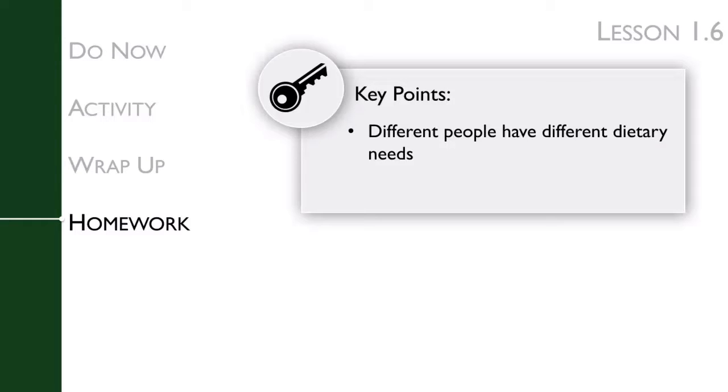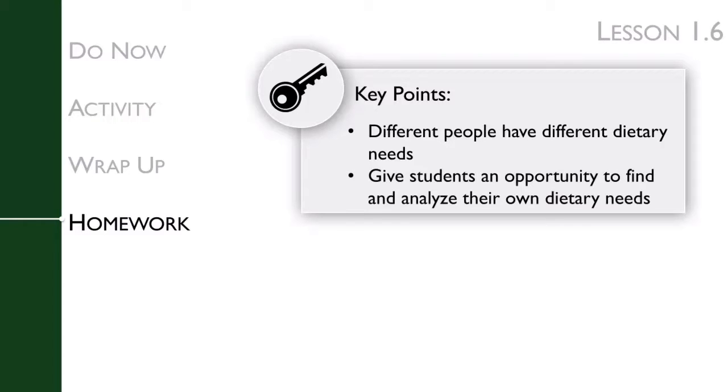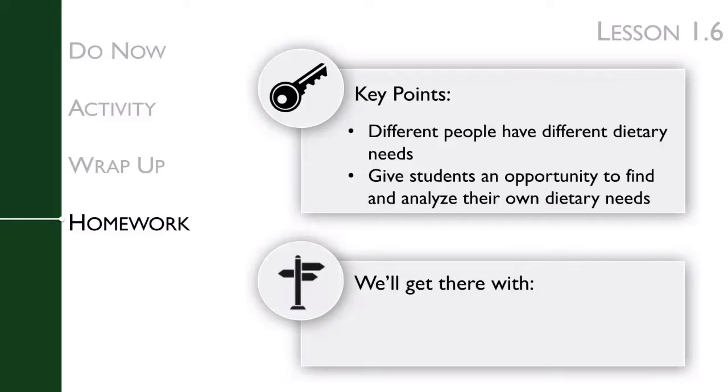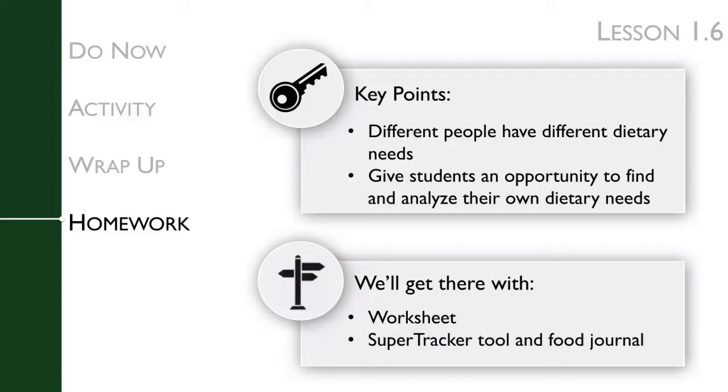The key points of this lesson's homework are that different people have different dietary needs, and to give students an opportunity to find and analyze their own dietary needs. We'll get there by having students use a worksheet to give dietary recommendations to one of the 3 characters from today's activity. Then, students will use the Super Tracker tool and a food journal to determine their own caloric needs and nutritional needs.